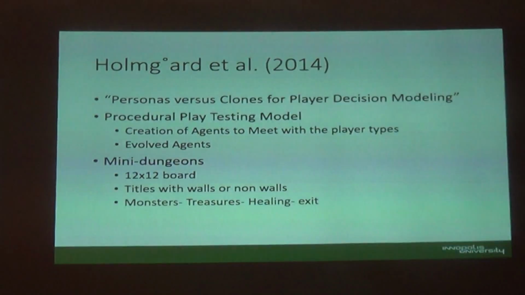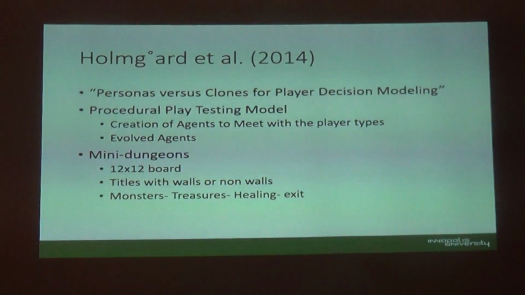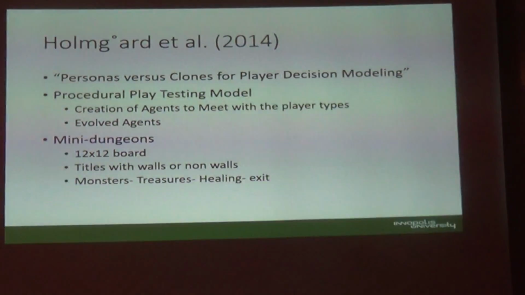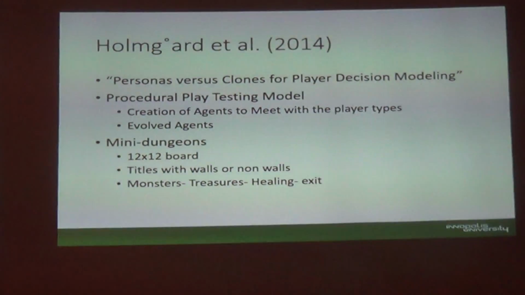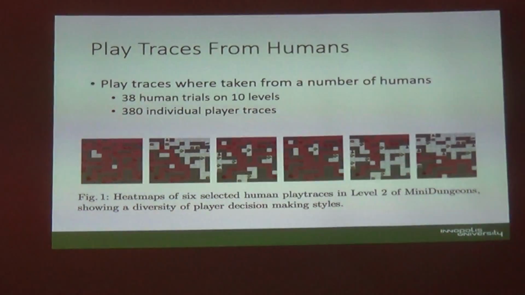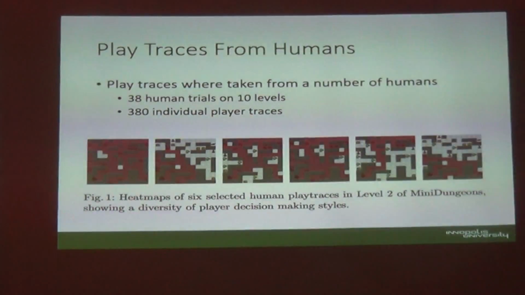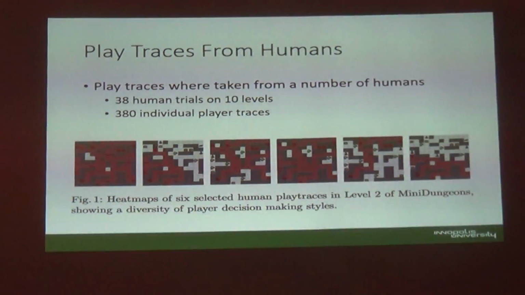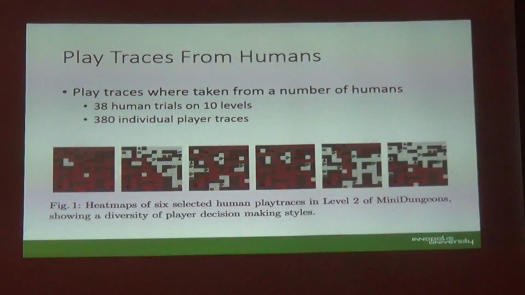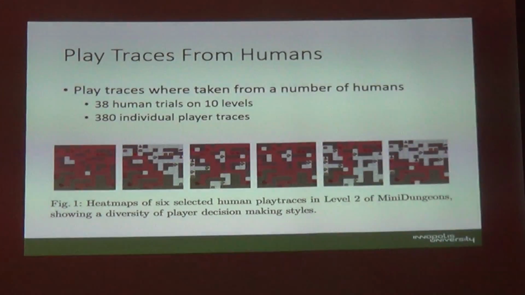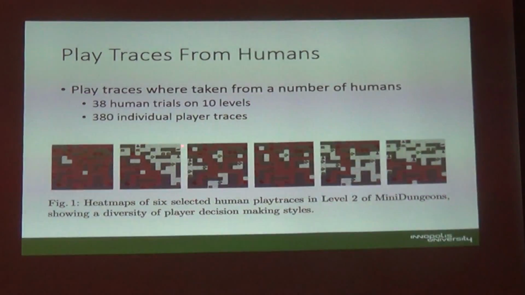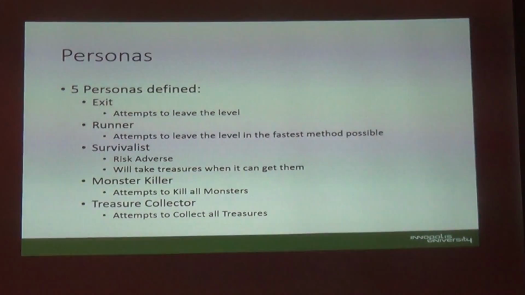They use mini dungeons, which are just a 12 by 12 board. Tiles can either have walls or non-walls. There are monsters to kill, there are treasures to take, there's healing, and there's an exit. What they wanted to do was create a bunch of different ways to play through this. So first they looked at play traces from actual humans. They found 38 humans that were willing to take the pizza and do this trial. They had 10 different levels, and so that gave them 380 individual player traces. Here, this is one guy going through and killing everything. This guy dodges this area and gets to the exit.